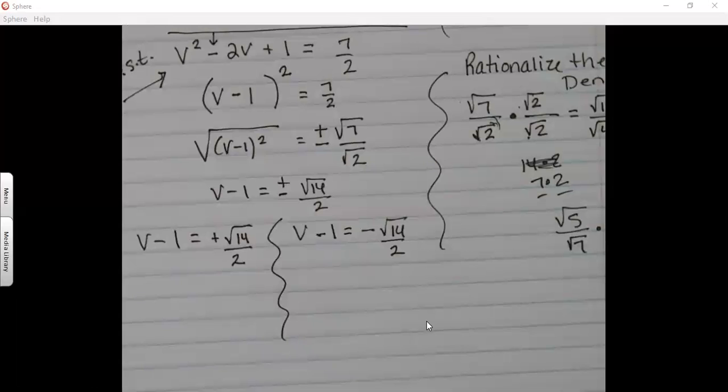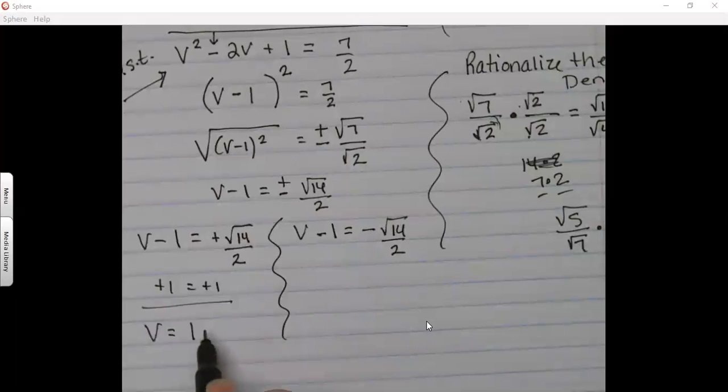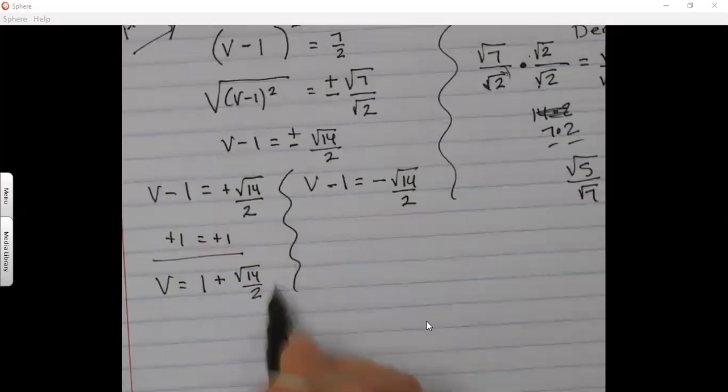So I'm going to add 1 to both sides. v equals 1 plus the square root of 14 divided by 2. That's one of your answers. Look on your paper. It doesn't have that answer. Y'all remember why? I taught you last class, told you you're not going to see this. This is correct, but you're not going to see it as an answer choice.